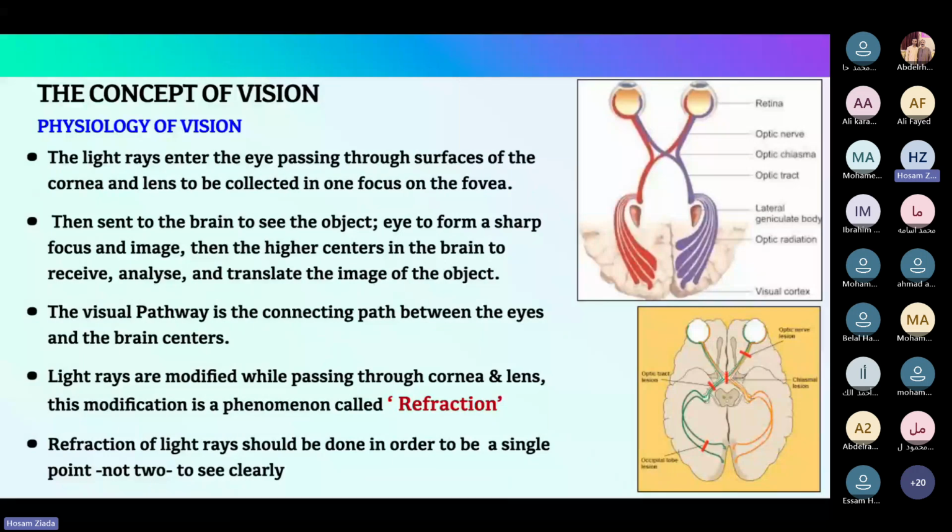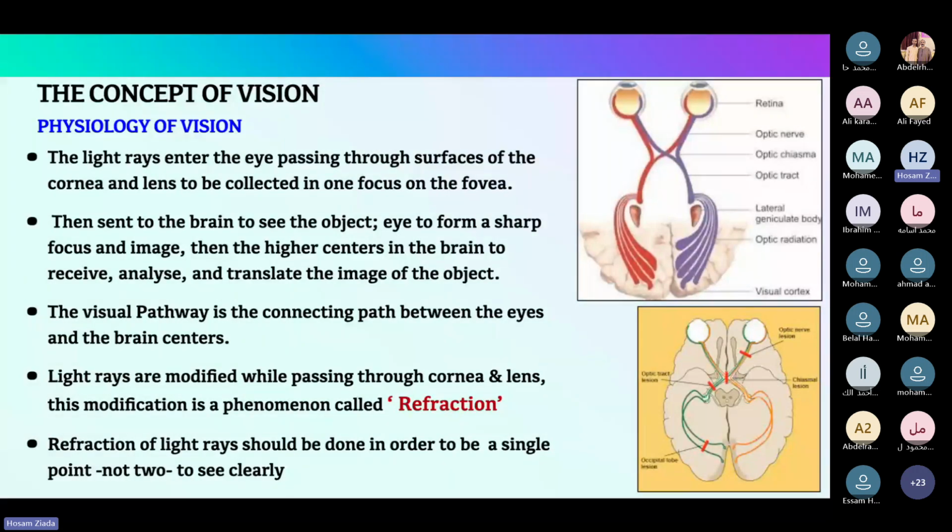Light rays are modified while passing through the cornea and lens. This modification is a phenomenon called refraction. So refraction means how to adjust the light rays, how to collect the light rays by the different surfaces, by the different phenomena, to form the image in a sharp manner at the end.